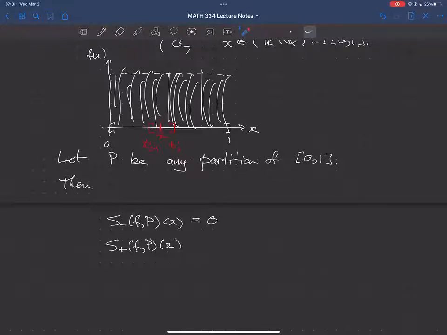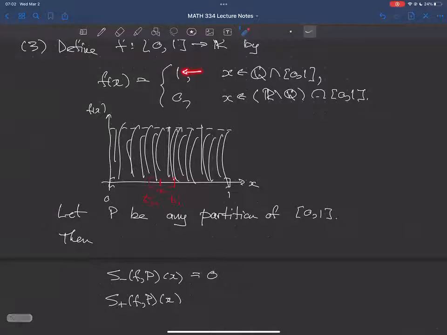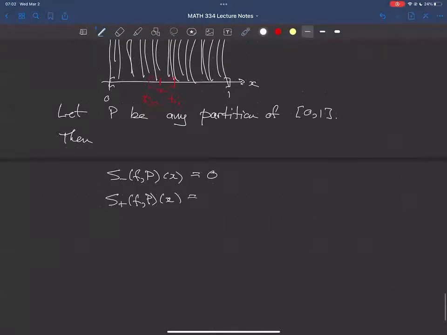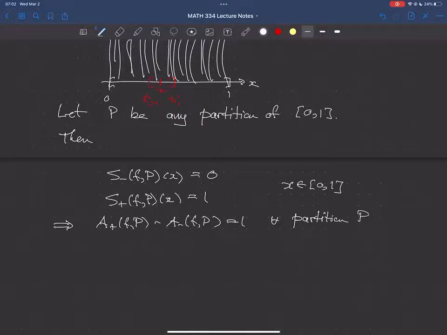So I have x. Even if x is not rational, arbitrarily close to x, there will be some rational number. And so in particular, in the interval from t_{j-1} to t_j, there will be some rational number, I think I just said irrational, I meant rational. So there'll be some rational number in this interval, which will force the value of the upper step function to be 1. And this is true for every x. And so the implication is that A+(f, P) minus A-(f, P) is equal to 1 for every partition P, and this immediately enforces f not being Riemann integrable.